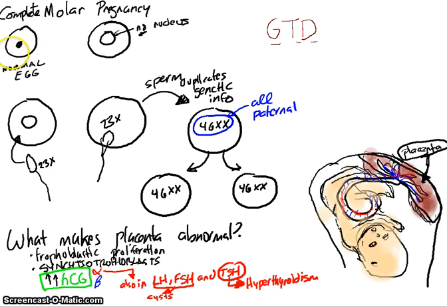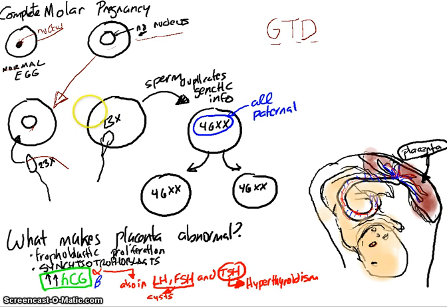So normally, a normal pregnancy involves a normal egg and a normal sperm. And in this normal egg, this dark dot over here is representative of a nucleus. This is supposed to be the nucleus, and this is a happy, healthy egg. However, complete molar pregnancies can be caused when there is an egg without a nucleus. So this egg is devoid of a nucleus, and it's ultimately going to be fertilized by a normal sperm. So the sperm gets inside, and again, there's no nucleus in the egg.